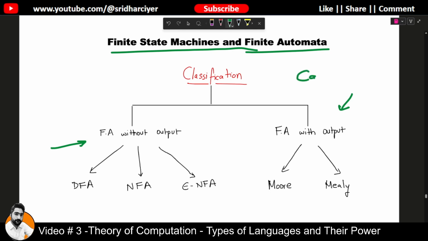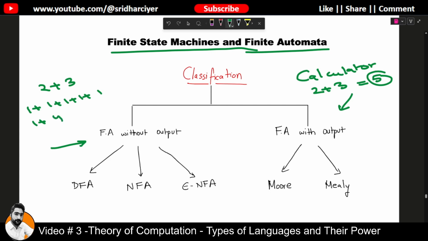Let me take a very simple example. If you want to design a calculator, okay, for example 2 plus 3, I know 2 plus 3 should be 5. So my main criteria is I should get the output as 5. I am not bothered with how I obtained 2 plus 3. Whereas on the other hand, finite automata without output is going to focus on how I got this 2 plus 3. Is it 1 plus 1 plus 1 plus 1 plus 1, or is it 1 plus 4, or is it 2, or is it 2 plus 2 plus 1, or something like that, right? So this is the basic difference between finite automata without output and finite automata with output.